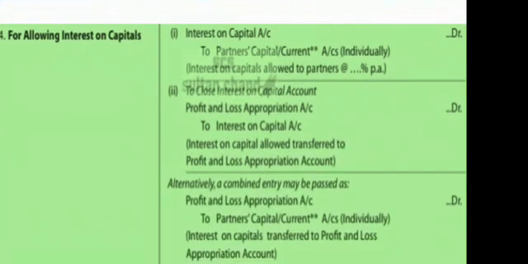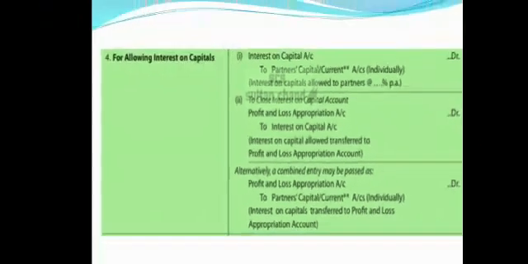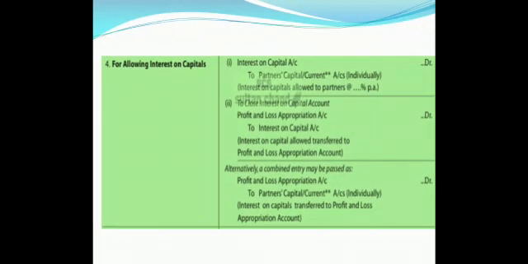See here. Now it is for interest on capital. First method, when we are passing two entries. First entry will be interest on capital account debit to partner's capital account, right? And for closing interest on capital account, it will be profit and loss appropriation account debit to interest on capital account. Alternatively, when we are not passing two entries, we are passing just one entry, it will be profit and loss appropriation account debit to partner's capital account. I hope this much is clear. It is just like the previous thing which we have done, partner's salary and commission, right?